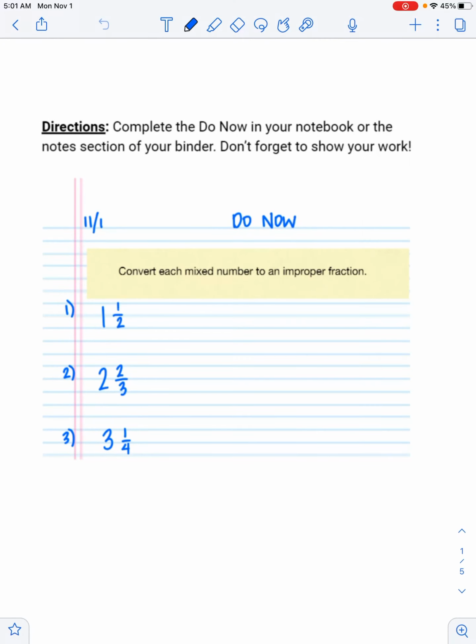This video covers everything we did today on Monday, November 1st. Our first activity was the Do Now, and we have a new foundational learning target this week. We are working on converting mixed numbers to improper fractions.